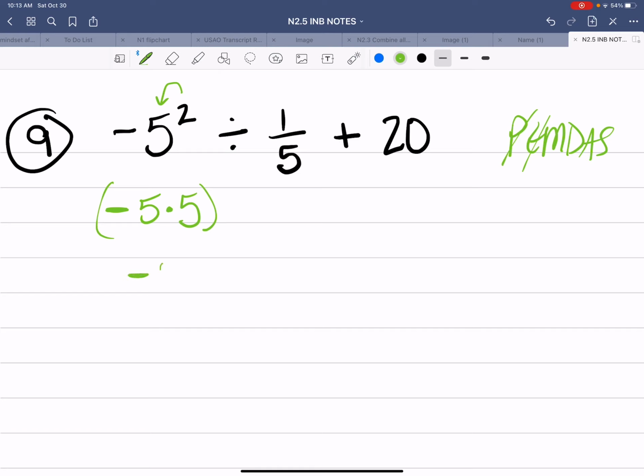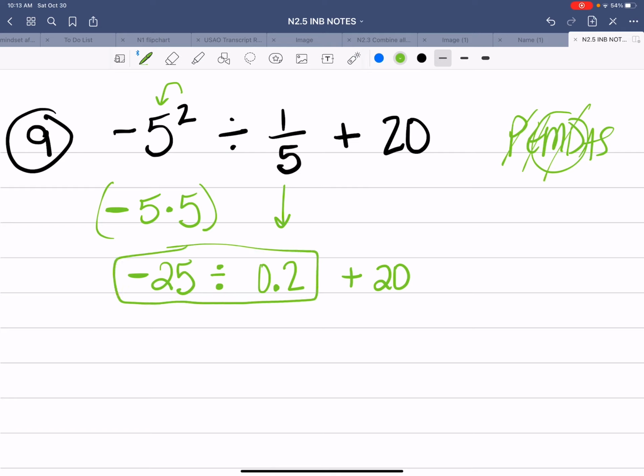So we get negative 25 divided by, now look, when I look at this problem, my other numbers are like decimals and whole numbers. So I'm going to change my 1/5 to a decimal, and I'm going to make this be 0.2. Okay, now I'm ready to do my multiply and divide step. I'm going to divide 25 divided by 0.2, and I'm going to get 125.